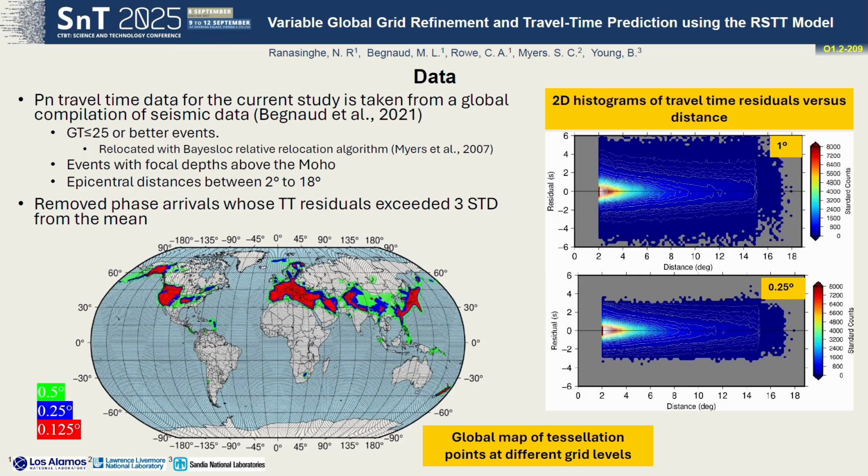The global map of tessellation points that we ended up with is shown in that global map on the lower left there. And where it's blank and doesn't have pretty colors, it was left at 1 degree. And you can see the 0.5, 0.25, and 0.125, the areas that we were actually able to reduce the grid size.